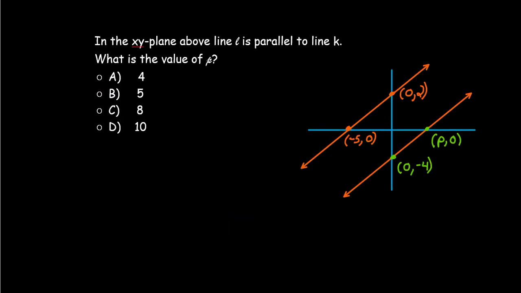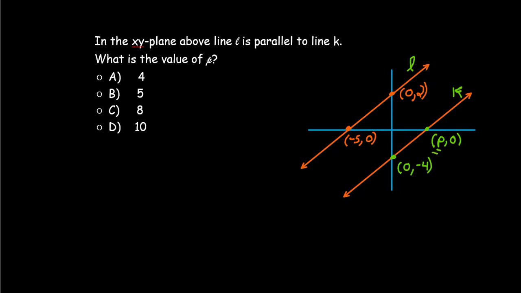All right, so we're talking about this point here. We are saying in the XY plane, above L, so let's call this first one L. L is parallel to line K. Now it's just asking us, what is the value of P? What is the value of P? So we're looking for this value here.